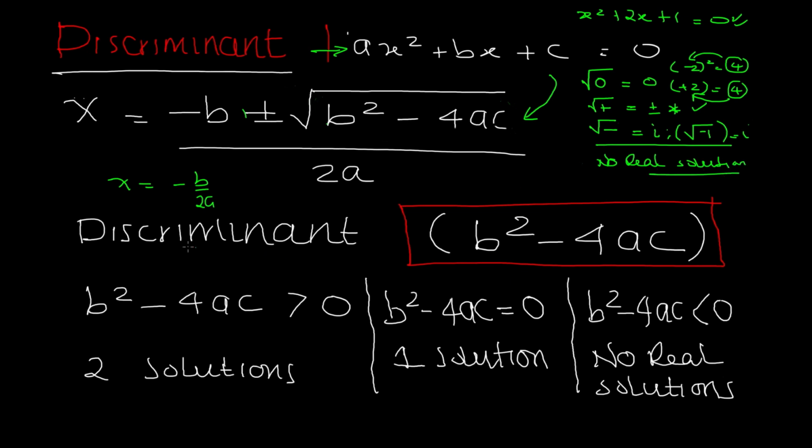So now we can look at this and be able to tell. If this is greater than 0, it's positive, so we have two solutions. If this is equal to 0, it cancels out this whole part and gets rid of this plus or minus option, meaning that we just have one solution. If this is less than 0, it means that we have a negative here, and that doesn't give us solutions, so we don't have real solutions.